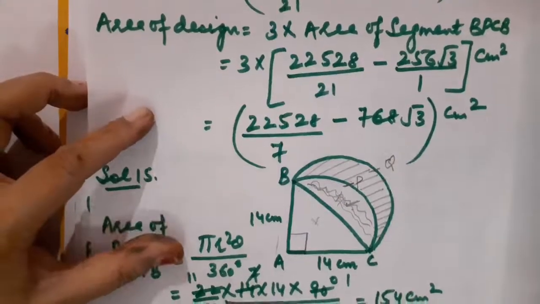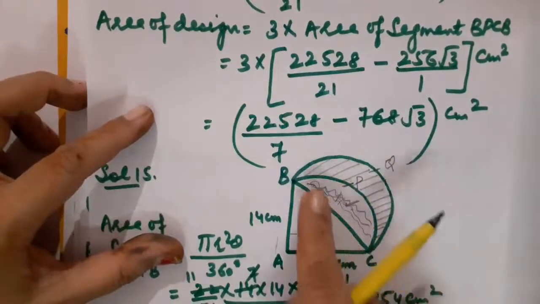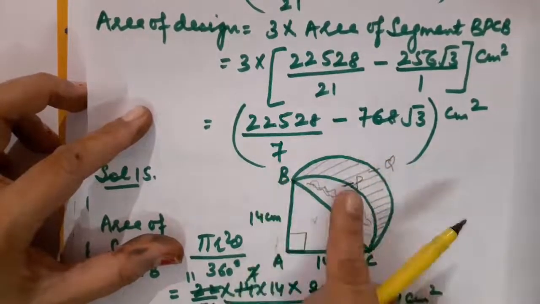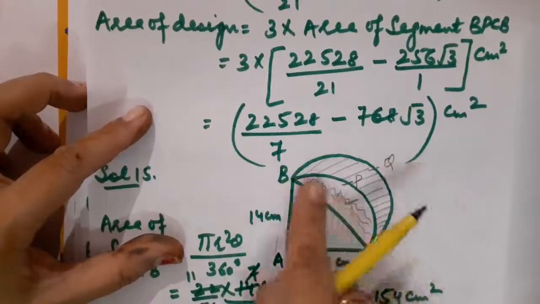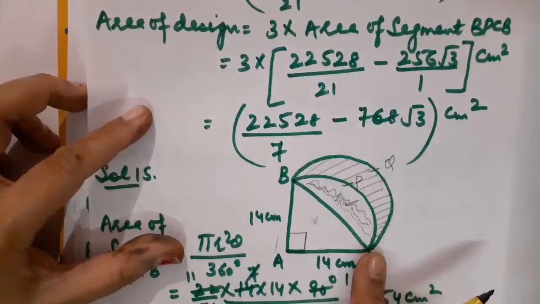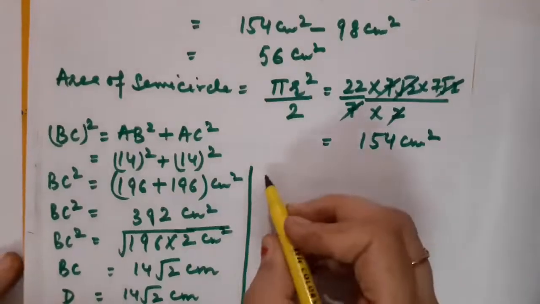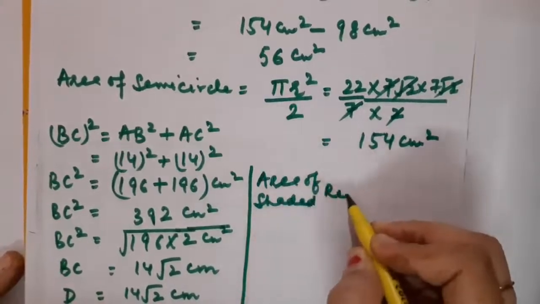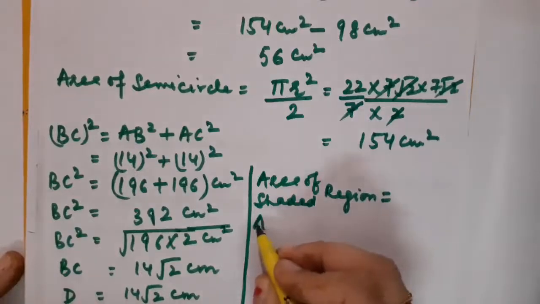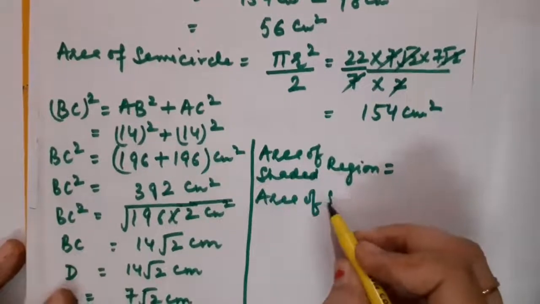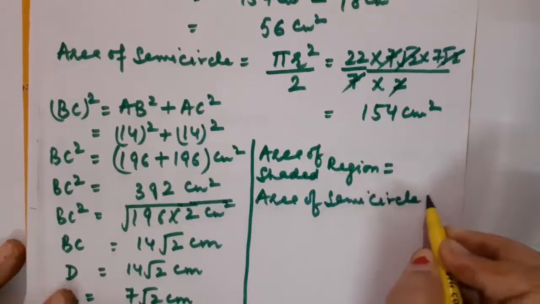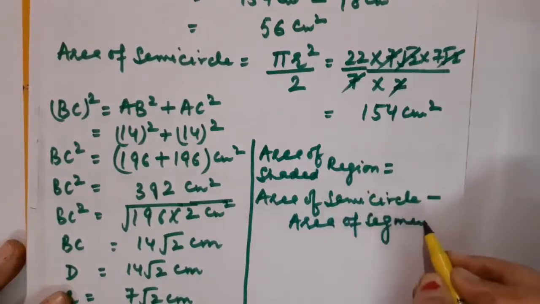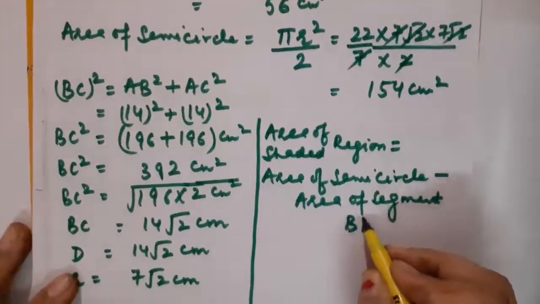Now children, look at here in the diagram. I know the area of semicircle. I know the area of this segment. So to come to know about this shaded region, that is BQCPB, I have to just subtract the area of segment from the area of semicircle. So what formula we should write? Area of shaded region is equal to area of semicircle minus area of segment. Which segment? That is BPCB.